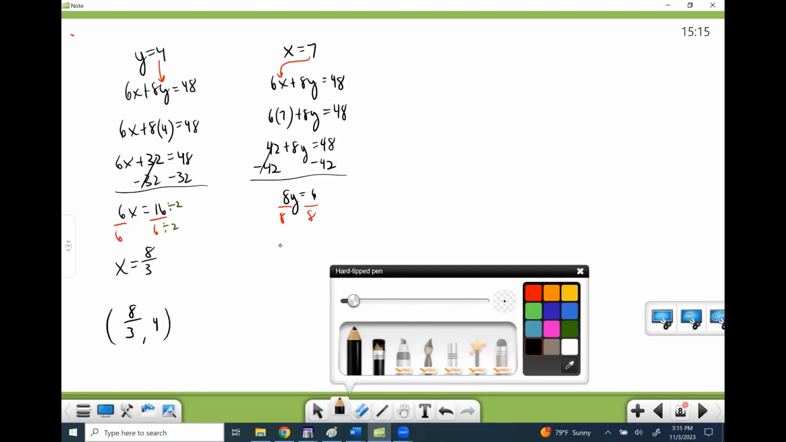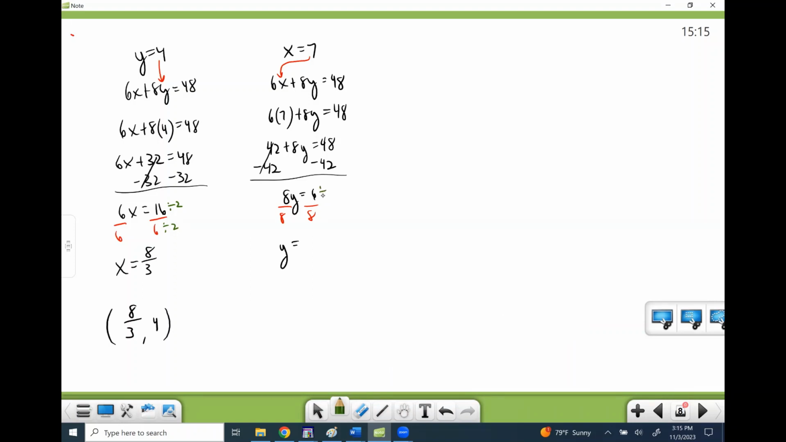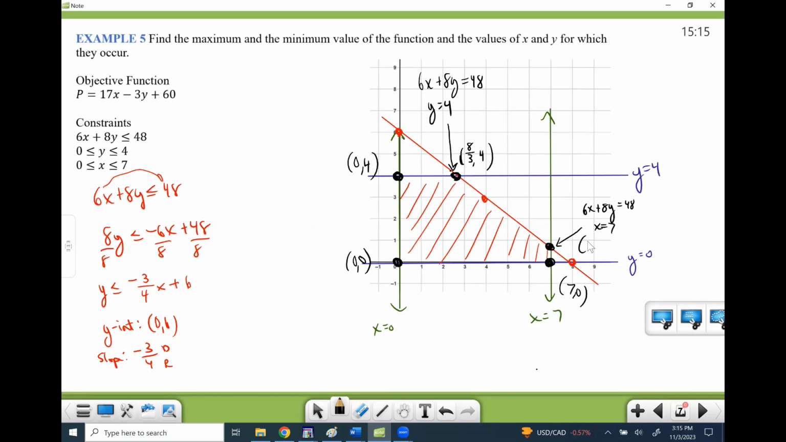So we get y equals, and I'm going to reduce this time. It looks like by 2's again, cut it in half, so it's going to end up being 3/4. So this would be the ordered pair with 7 as the x, and 3/4 as the y. So 7, 3/4. Oops, wrong way. There we go. This is the ordered pair 7, 3/4. So we have all of the vertices. We've got 1, 2, 3, 4, 5 of them.